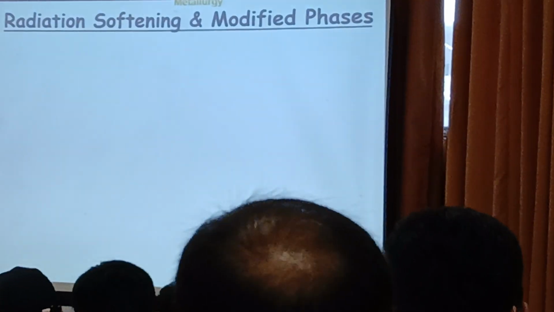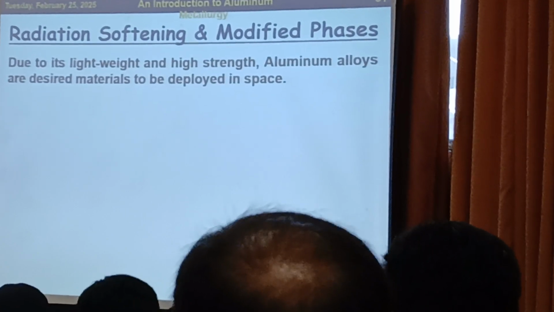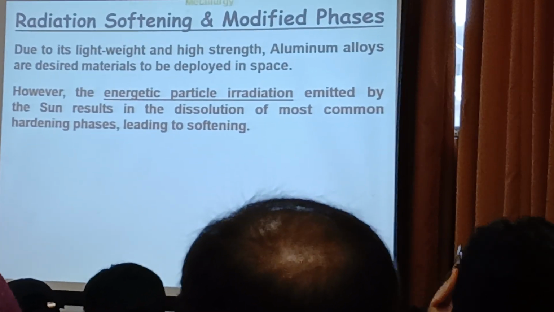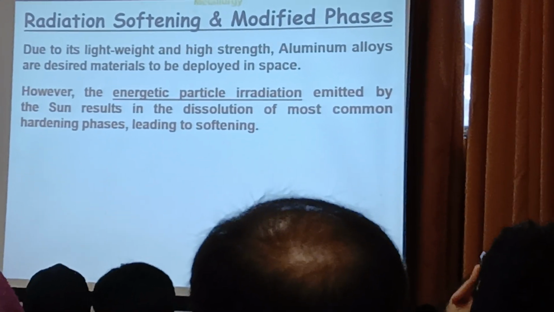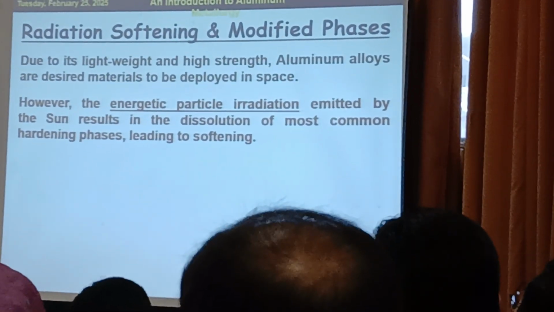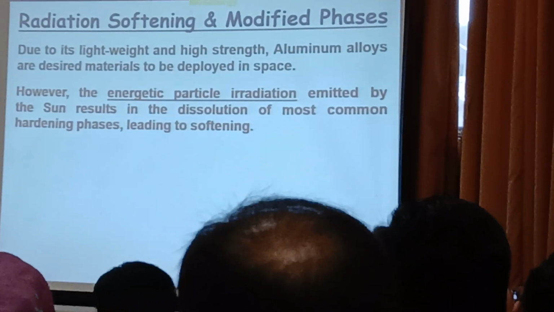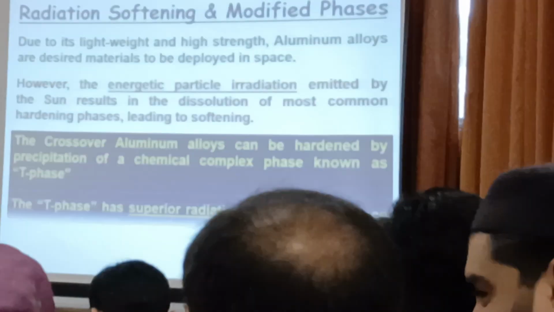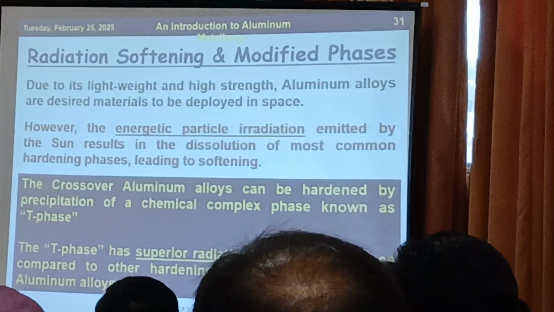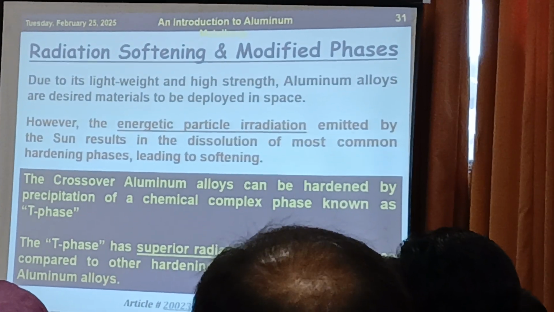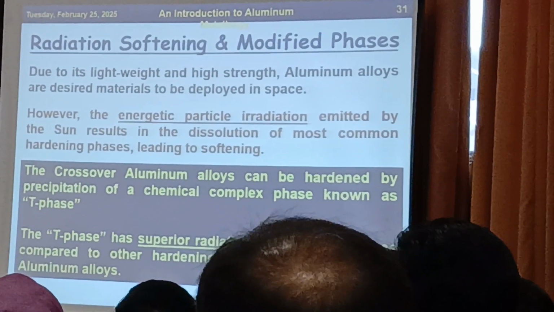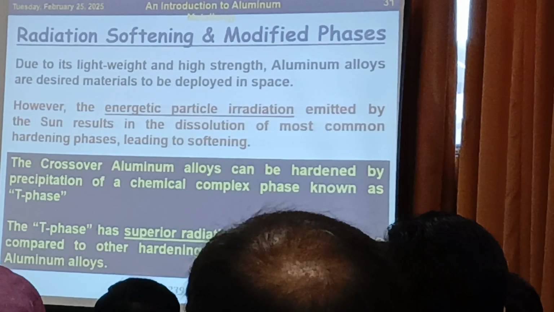The example of this is, as you know, aluminum alloys are candidates for materials deployed in space. The solar radiation containing high energy particles irradiates the hardening phase, and because of the irradiation, the hardening phase is dissolved in the matrix and the alloy becomes soft, leading to softening. So in crossover alloys, they develop a chemically complex phase known as the T-phase, which has superior softening resistance, and this is the latest development.